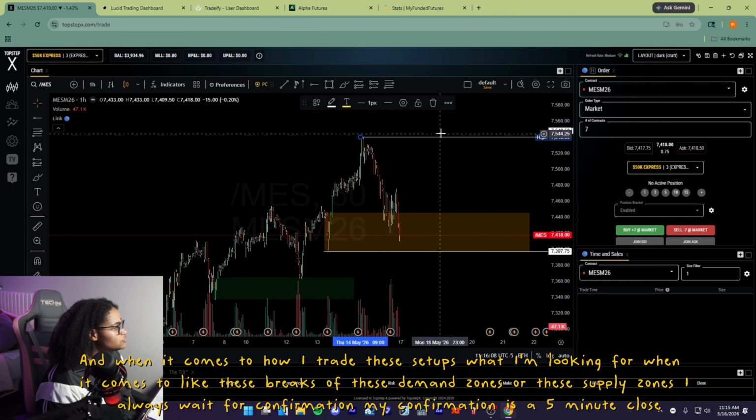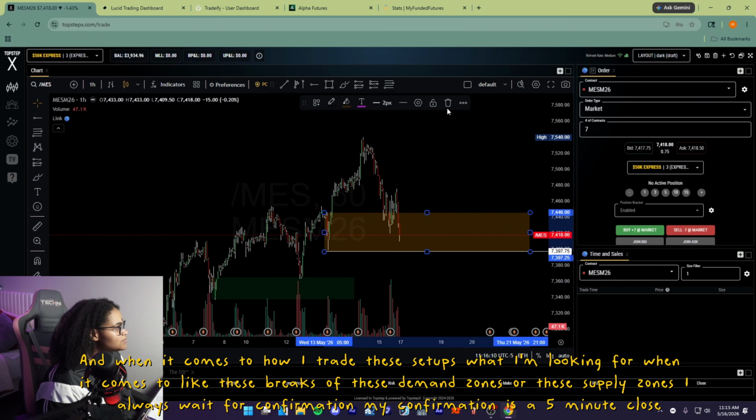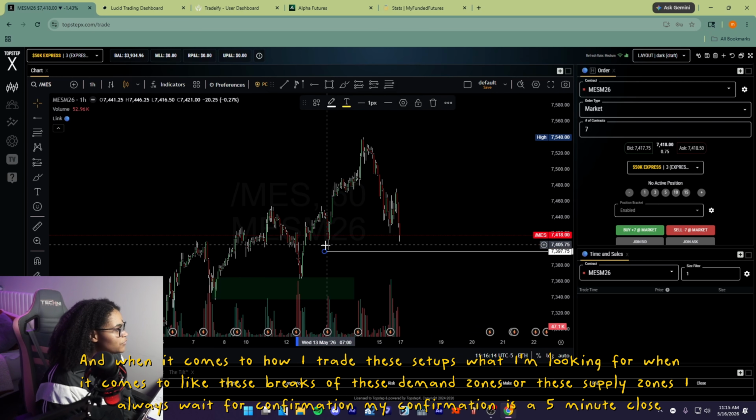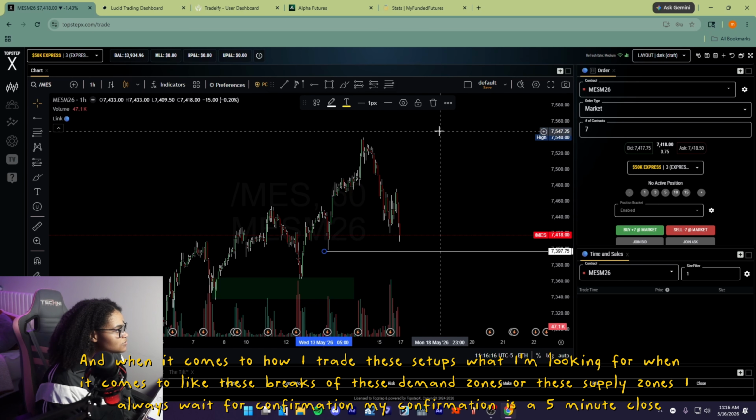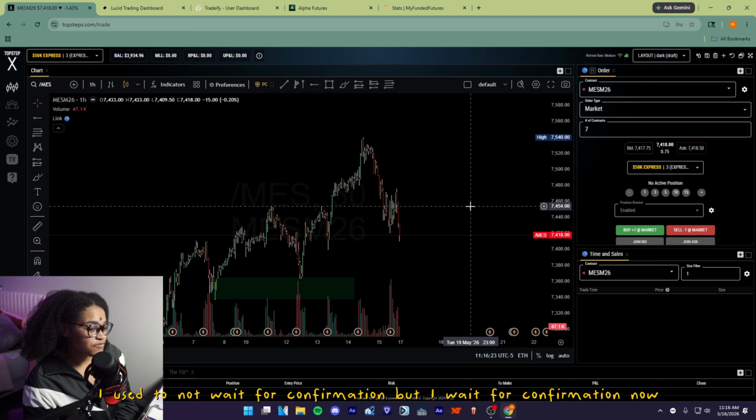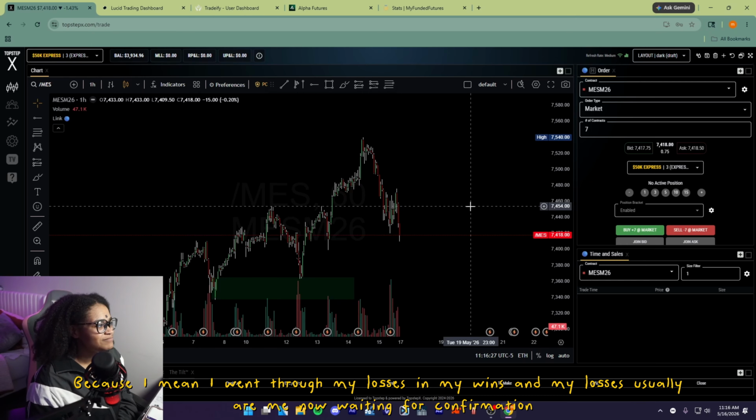When it comes to how I trade these setups, what I'm looking for when it comes to these breaks of these demand zones or supply zones, I always wait for confirmation. My confirmation is a 5-minute close. I used to not wait for confirmation, but I wait for it now because I went through my losses and my wins, and my losses usually are me not waiting for confirmation.